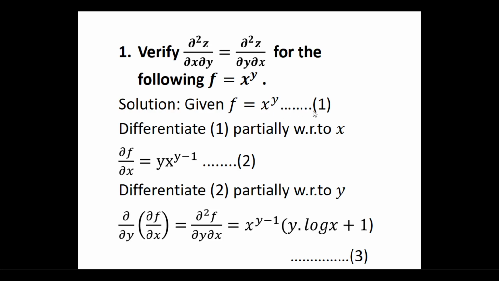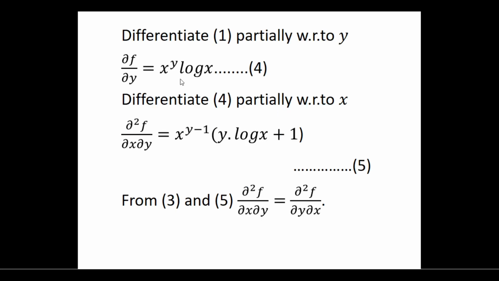If you differentiate this partially with respect to y, we have to keep this x as constant. So then this function becomes a constant to the power of a variable. That means it is of the form a^x. What is the differentiation of a^x? It's a^x times log a. In the same manner here, the differentiation of this with respect to y gives x^y times log x. Call this equation 4. Now again differentiate this equation 4 with respect to x.